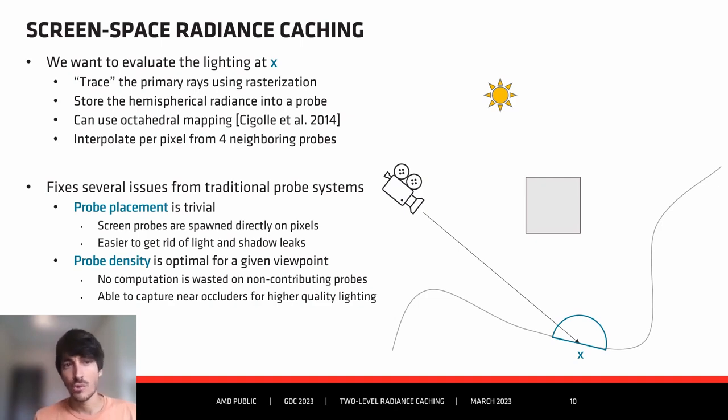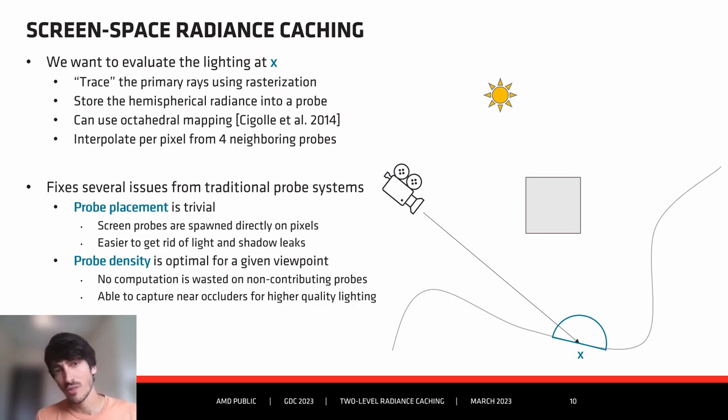Then once we've got the probes, we go over every pixel, find the 4 neighbor probes, and we can interpolate the lighting. So it's quite a simple technique conceptually, but interestingly, it fixes quite a bunch of issues that have been big problems for traditional probe systems like 3D grids of probes.